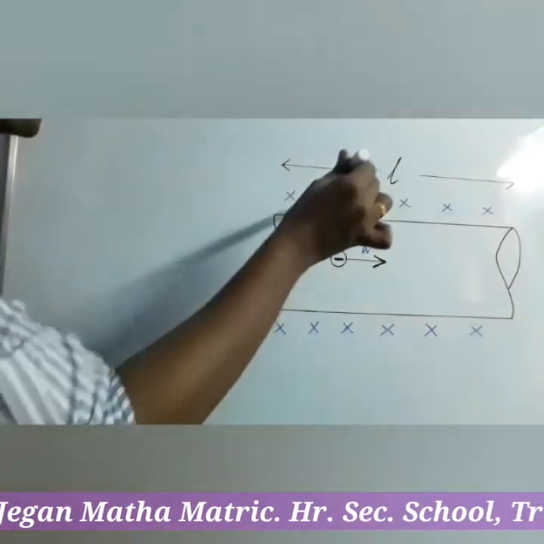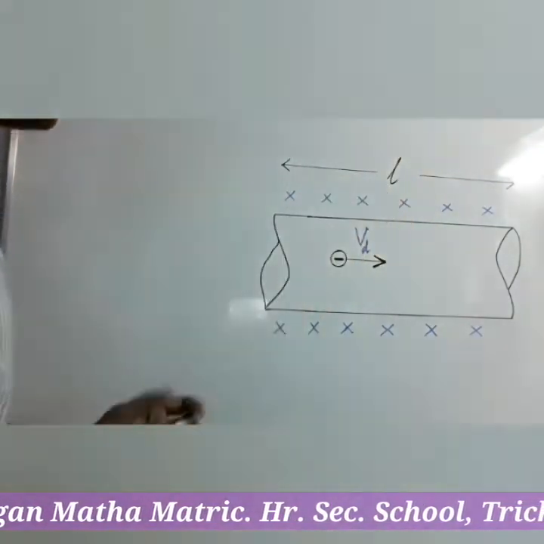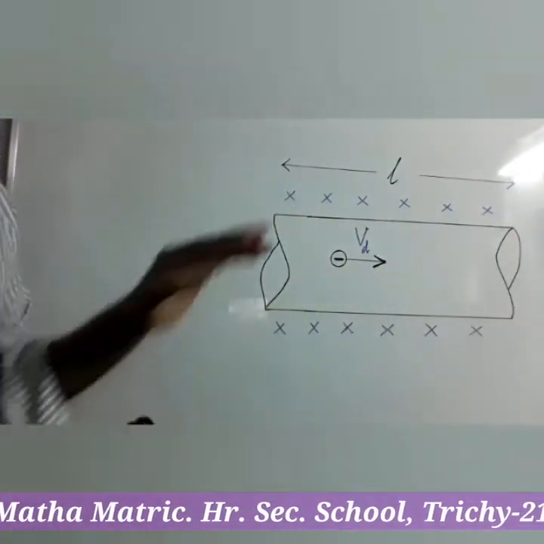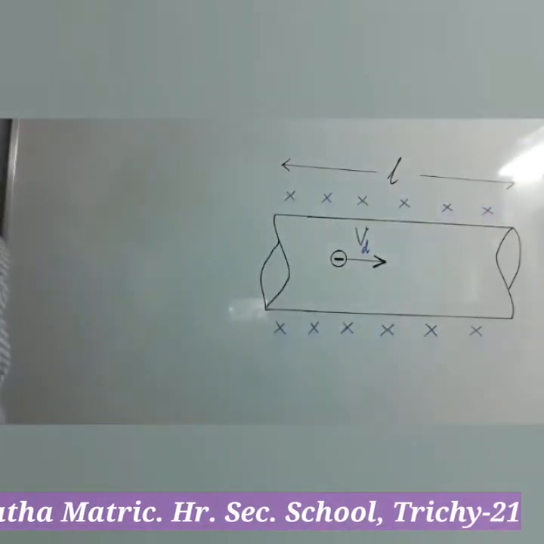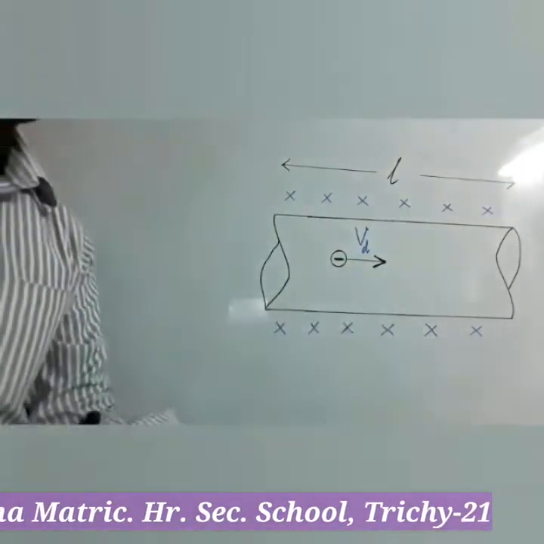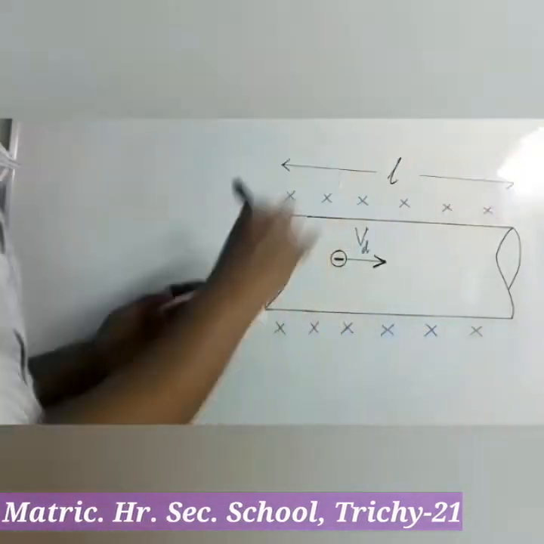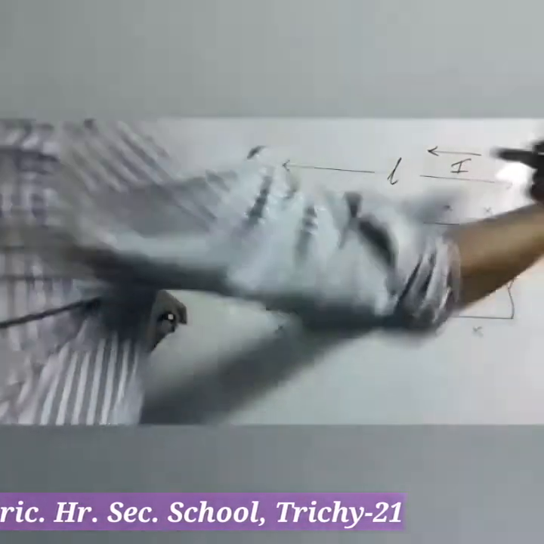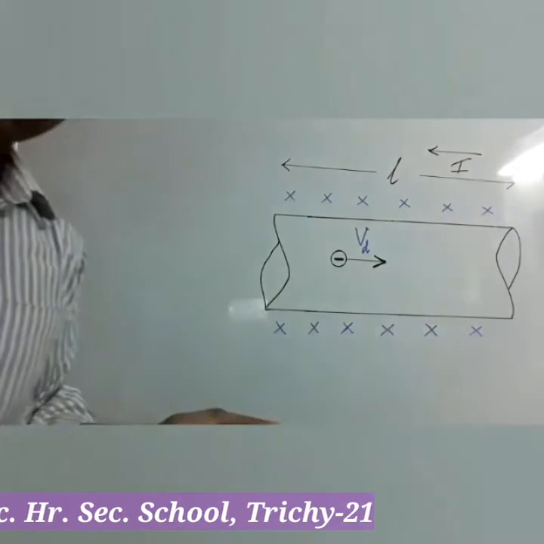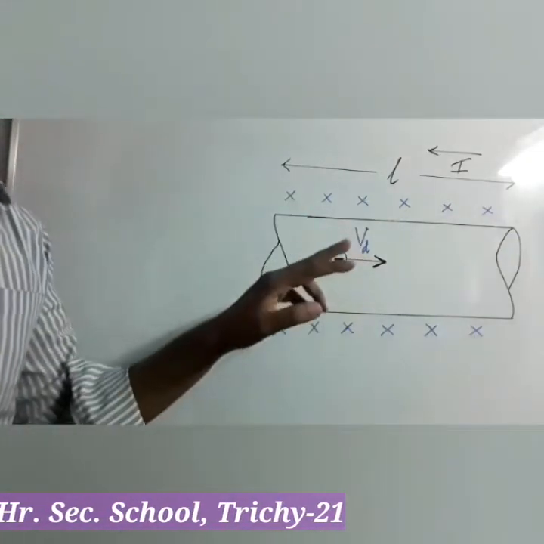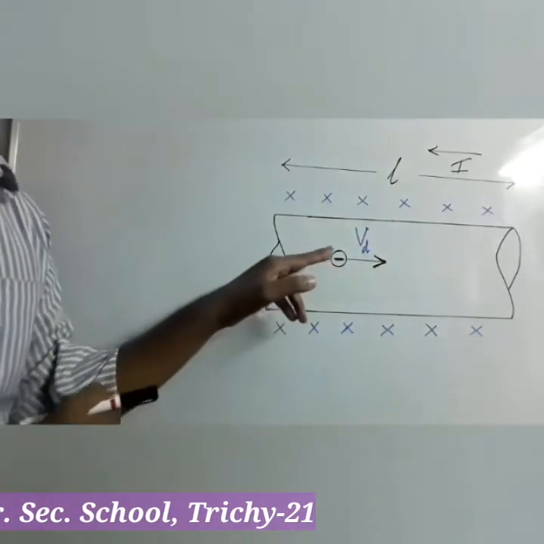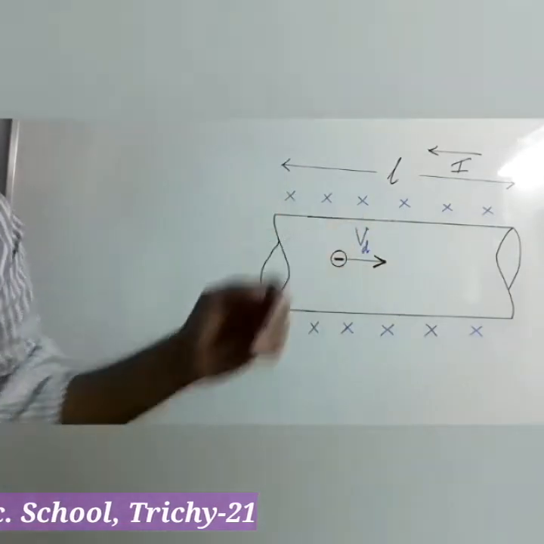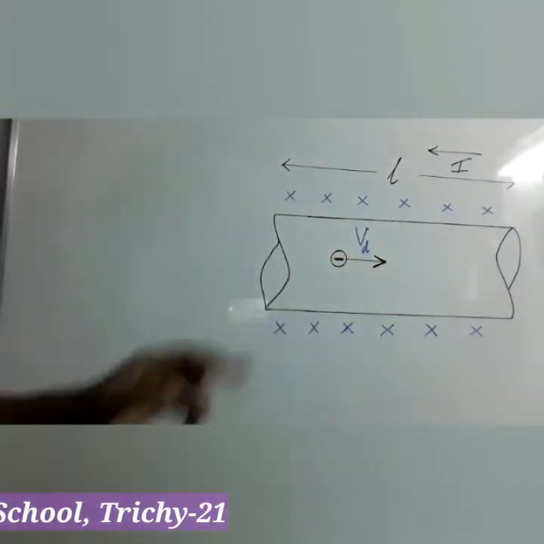Here I have drawn the crosses that represent the direction of the magnetic field. As I told, the magnetic field acts into the board, acts inwards like this. Here I am going to place a small segment of the conductor which has the length small l. In this conductor I am going to pass the current in this direction. For our understanding, current passes from right side to left side. We already know the direction of the electrons is opposite to the current. So the electrons are moving with the drift velocity, which we have learned in the second chapter.